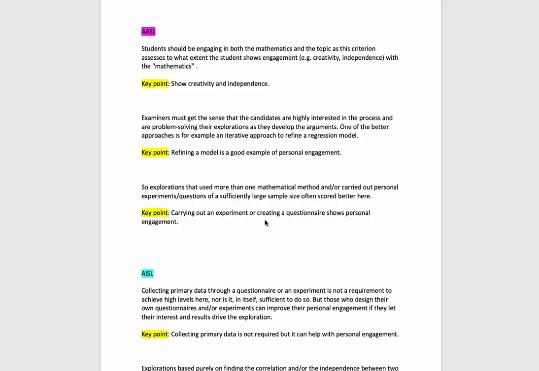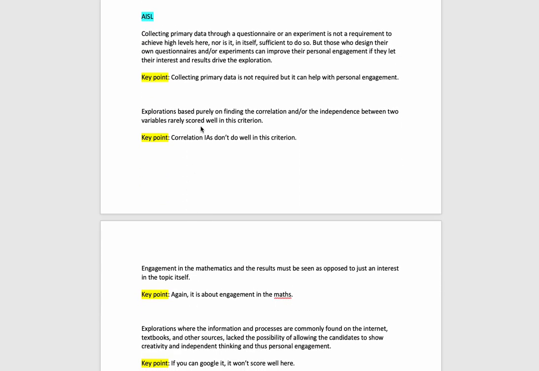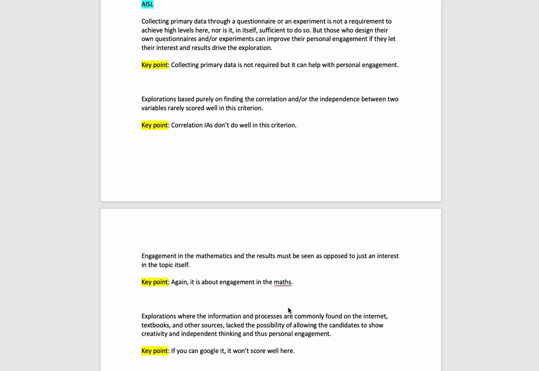Carrying out an experiment or creating a questionnaire shows personal engagement. You don't have to do that, but certainly it's good if you do it. Again, collecting primary data, it's not required, but can help with personal engagement. Correlation IAs don't do well in this criterion. Very few correlation IAs get more than 1 out of 3. Again, it is about the engagement in the maths.